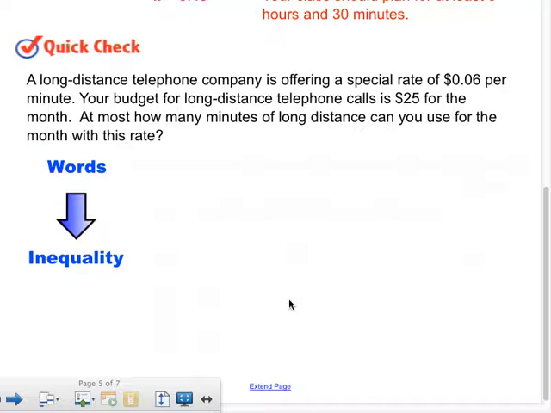Who thinks they know how to set this up? Go ahead. Give it a shot. Okay, so this is personally what I did. I multiplied 6 by 100, giving me $6. Which means it's definitely more than 100. Okay, so you're not really coming up with an equation, or an inequality. Let's try to come up with an inequality.